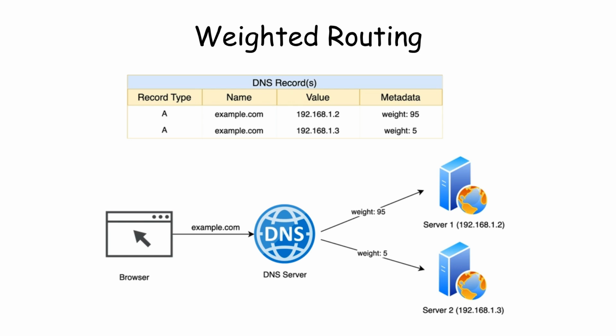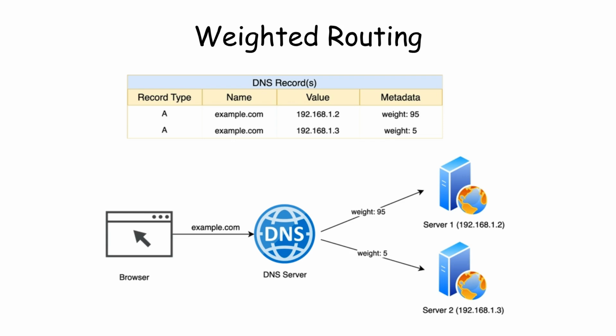The first server at 192.168.1.2 has a weight of 95, while the second server at 192.168.1.3 has a much smaller weight of 5. This tells the DNS server to act like a smart traffic cop. It will send the vast majority of requests, 95% of them, to that first server. The remaining 5% of traffic is routed to the second server.